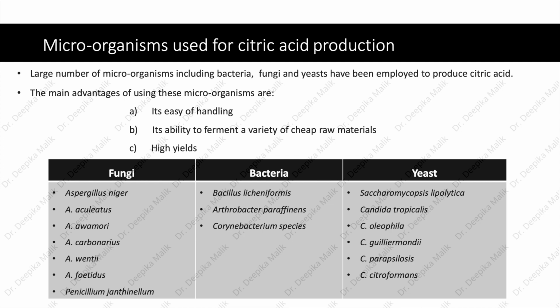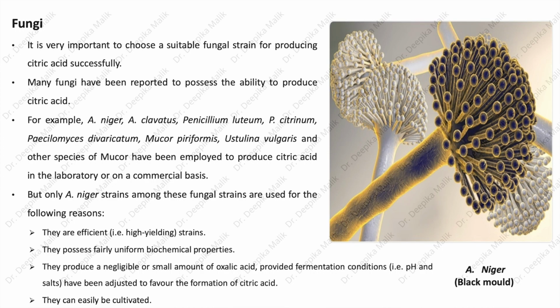It is very important to choose a suitable fungal strain for producing citric acid successfully. Many fungi have been reported to possess the ability to produce citric acid. For example, Aspergillus niger, Aspergillus clavatus, Penicillium luteum, Penicillium citrinum, Paecilomyces divaricatum, Mucor piriformis, Ustulina vulgaris and other species of Mucor have been employed to produce citric acid in the laboratory or on a commercial basis.